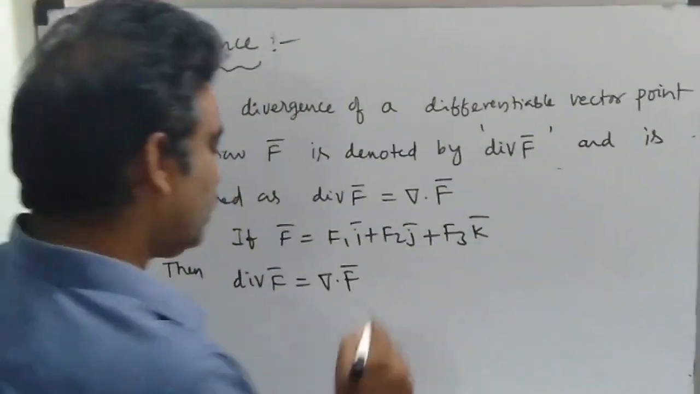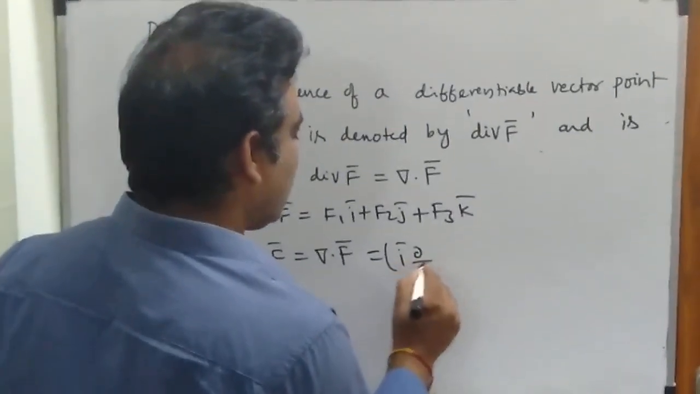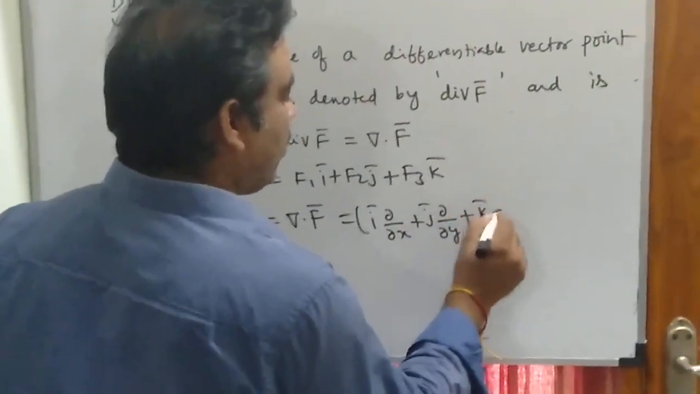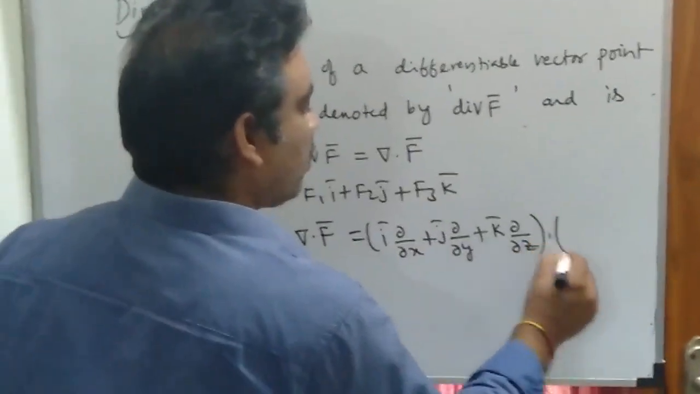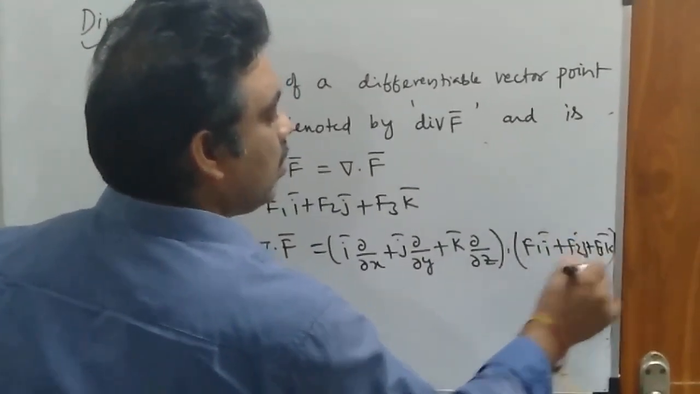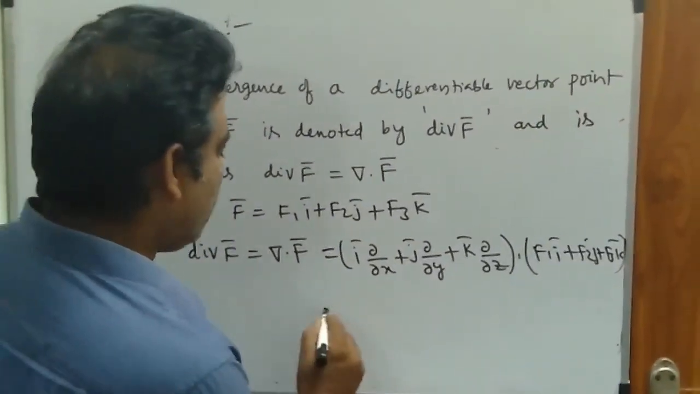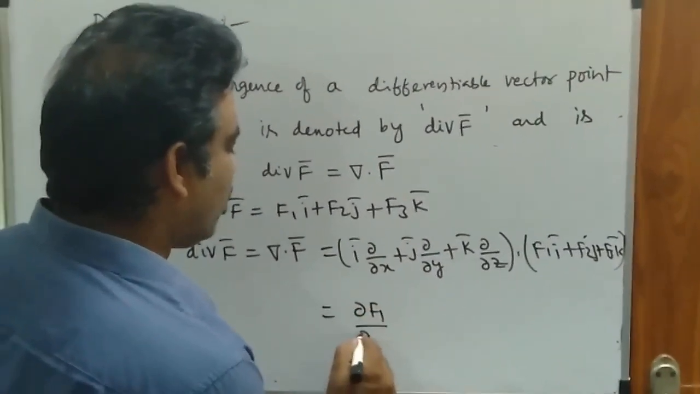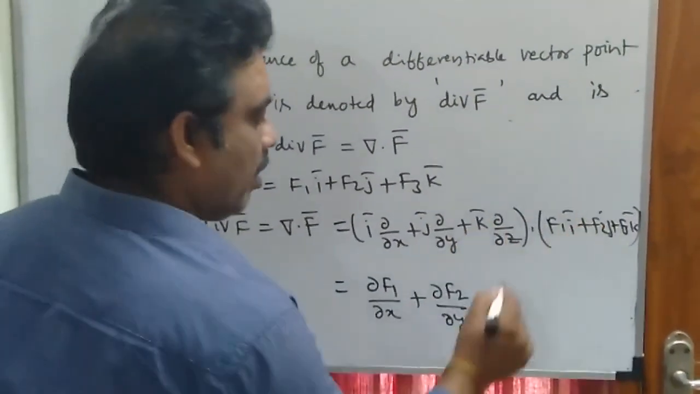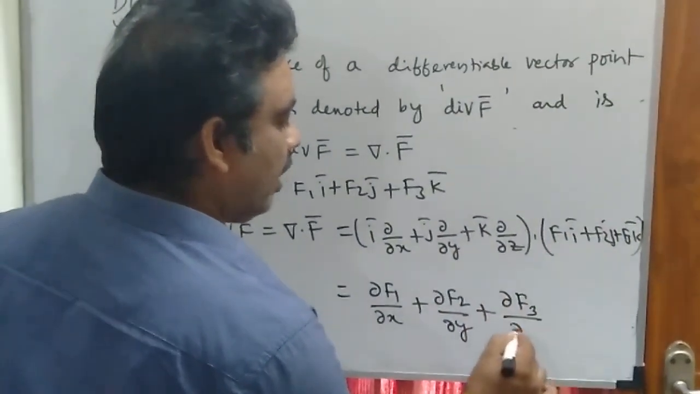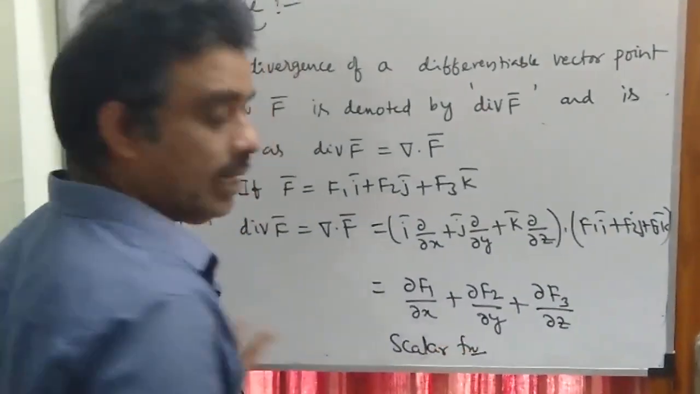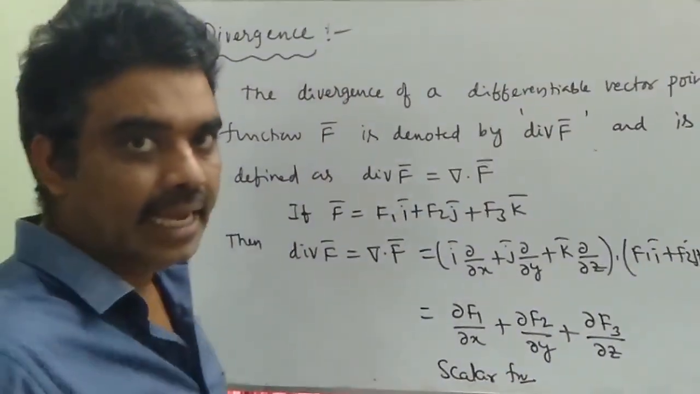f bar. So del is a differential operator, i bar dou by dou x plus j bar dou by dou y plus k bar dou by dou z, dot product with f1 i bar plus f2 j bar plus f3 k bar. So on making dot product, it is dou f1 by dou x plus dou f2 by dou y, plus, k bar dot k bar is also 1, dou f3 by dou z, which is a scalar function. The divergence of f bar is always a scalar function.